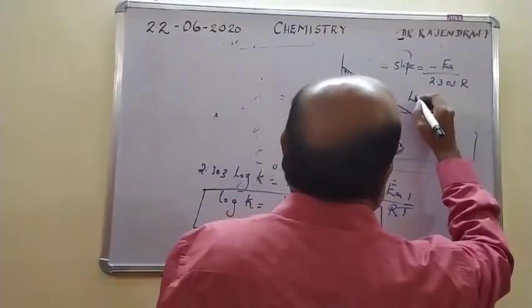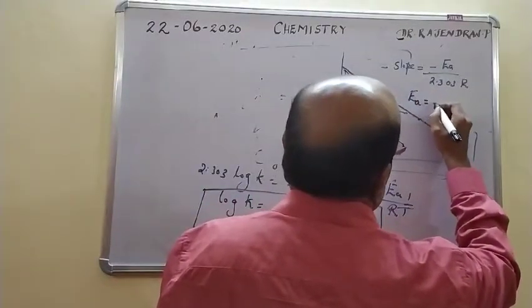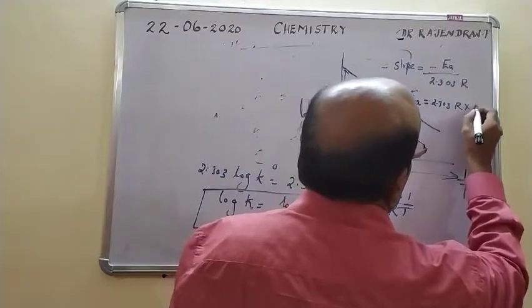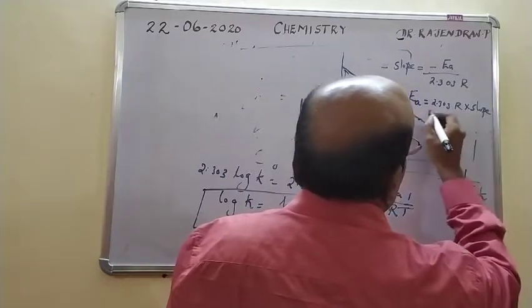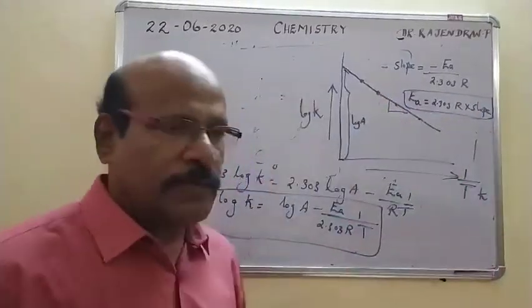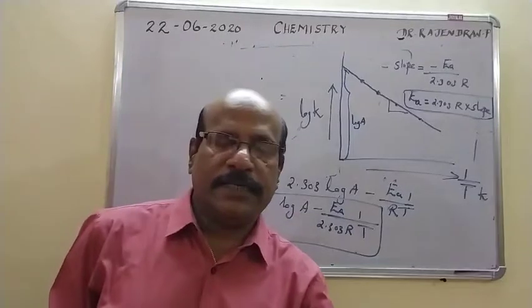Therefore, EA is always a positive quantity. EA is equal to 2.303 R into slope. Graphically, we can evaluate the activation energy of the reaction.